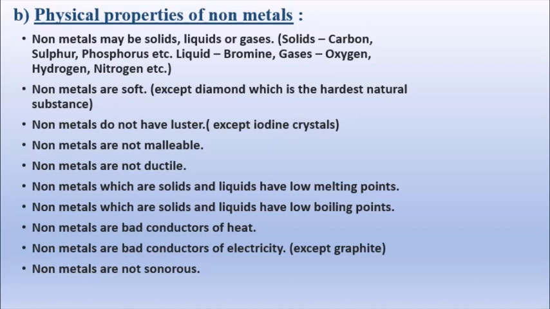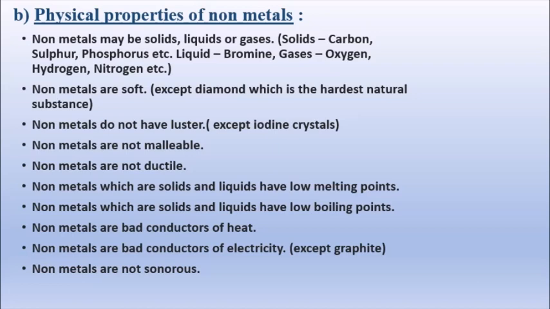If we talk about liquid, we have bromine. If we talk about gases, oxygen, nitrogen. So all these non-metals are there. Then non-metals are soft also, except for diamond. Diamond is the hardest natural substance, and all the other substances are not as hard as diamond.